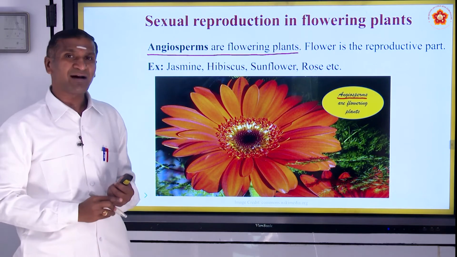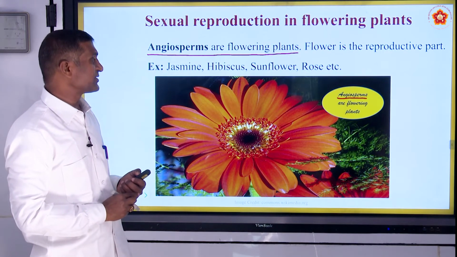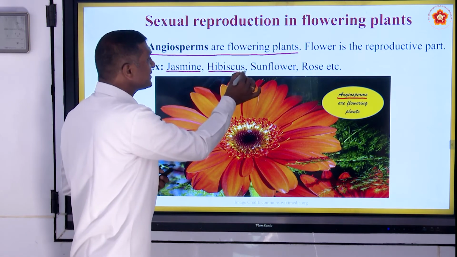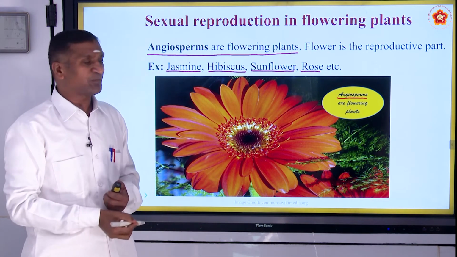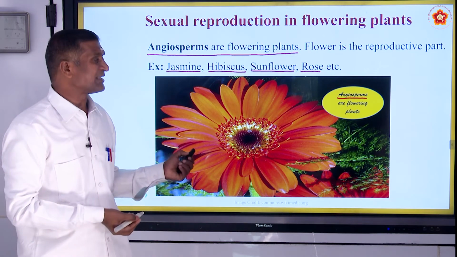The flower, which is the reproductive part in the angiosperms, and the examples are the jasmine, the hibiscus, the sunflower, the rose, etc. All flowering plants. A picture of a dahlia is being depicted here.